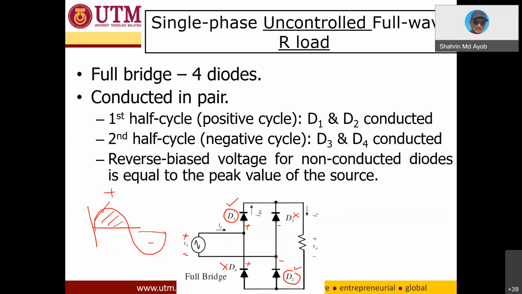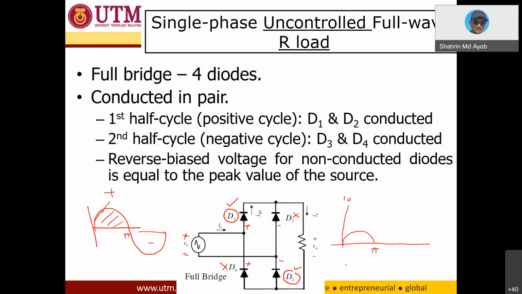A diode is on because of the forward bias of the circuit, so it depends on the forward bias. So for the positive cycle, D1 and D2 will turn on. And since the load is a resistive load, your current will also be like this. So this is your I output.